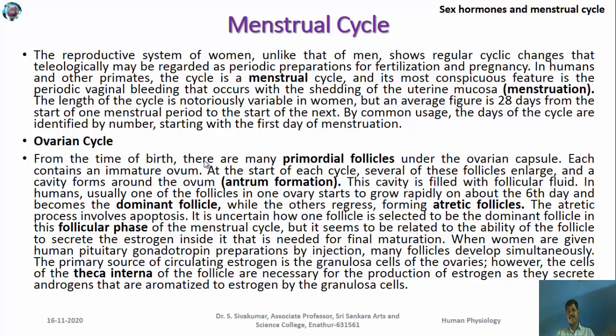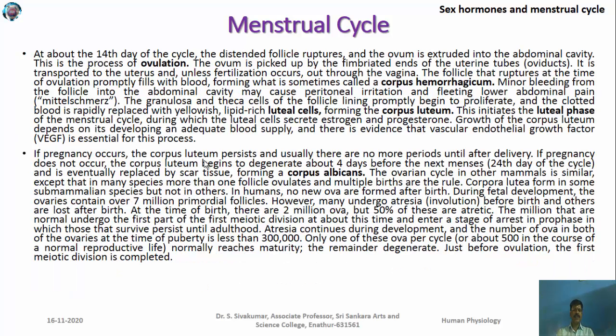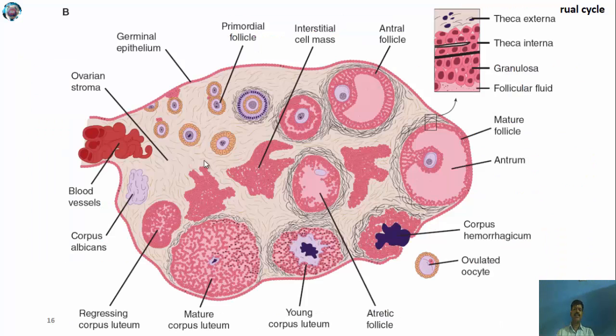One is known as the ovarian cycle. Another one is known as the uterine cycle. The event that occurs in the ovary is known as the ovarian cyclic event. The event that occurs in the uterine wall is known as the uterine cycle. When you look at the ovarian cycle, these are the changes which occur in the ovary.